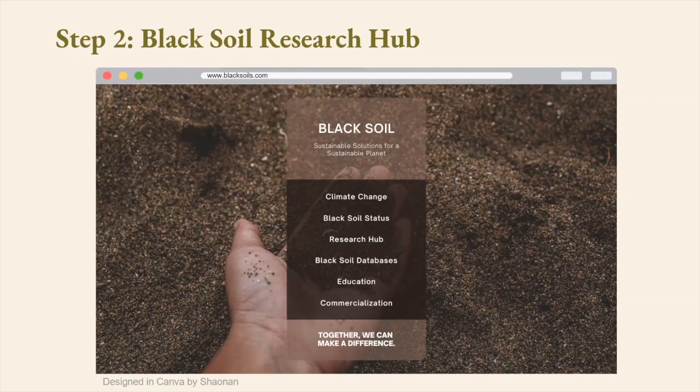Next is the black soil database page. This page will serve as a knowledge sharing goal. The database will be open for data analysis for students, researchers, and the public. Lastly is the commercialization page. This page will list examples of research results, which turn into practical uses.